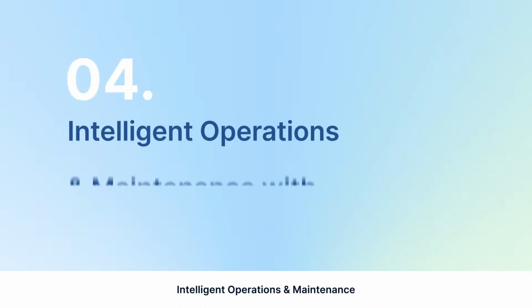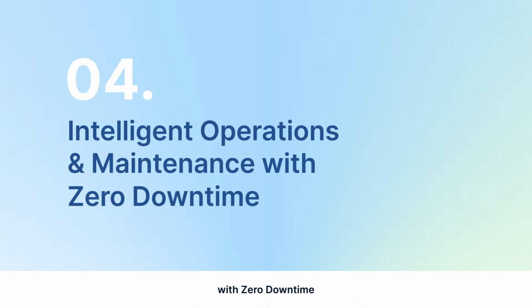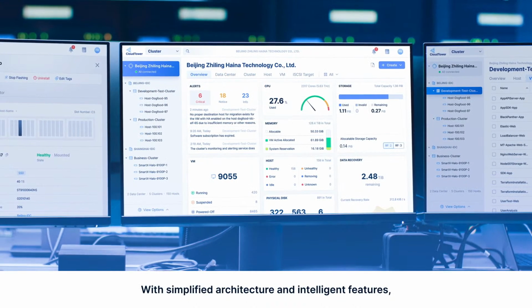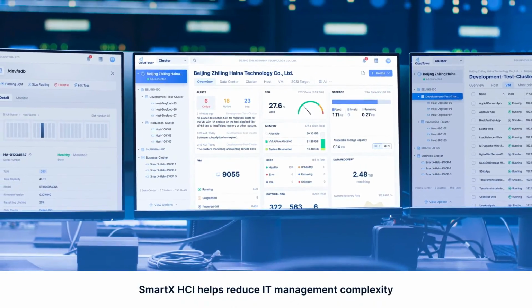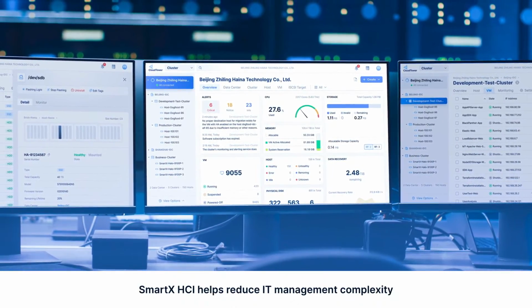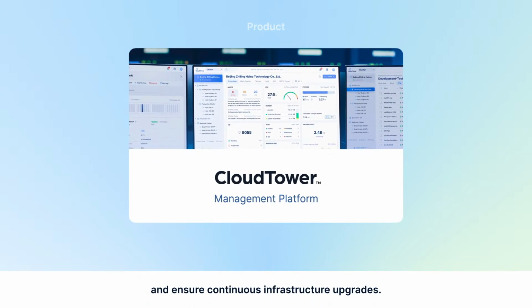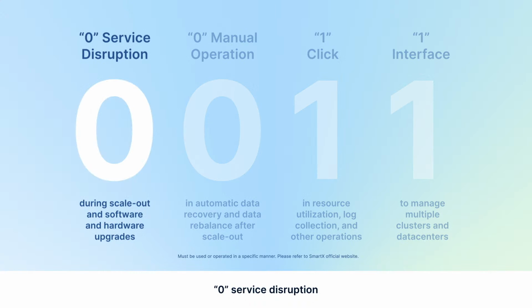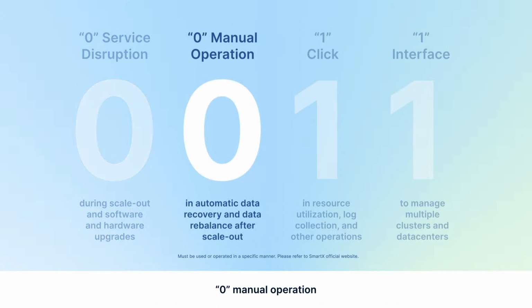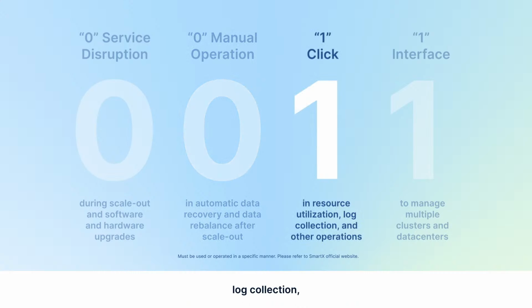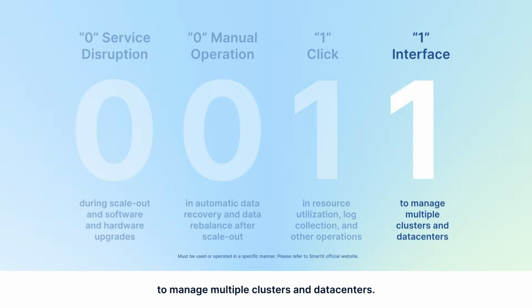Capability 4. Intelligent operations and maintenance with zero downtime. With simplified architecture and intelligent features, SmartX HCI helps reduce IT management complexity and human error, and ensure continuous infrastructure upgrades. This is made possible with zero service disruption during scale-out and software and hardware upgrades, zero manual operation and automatic data recovery and data rebalance after scale-out, one click in resource utilization, log collection, and other operations, and one interface to manage multiple clusters and data centers.